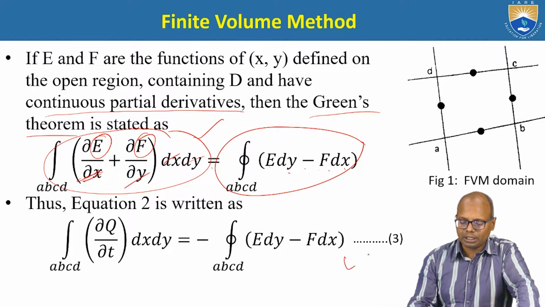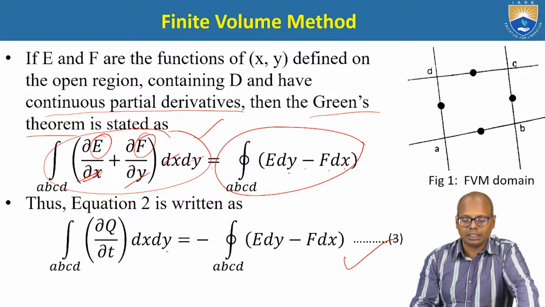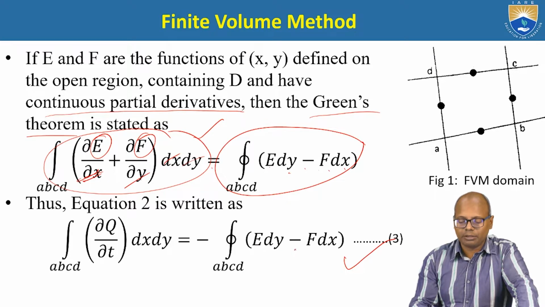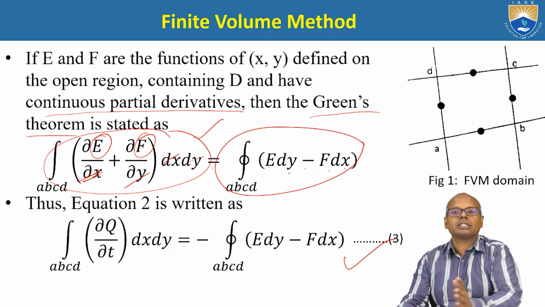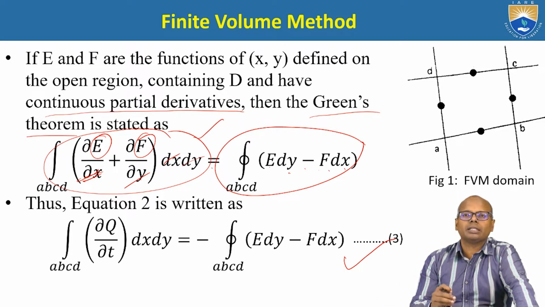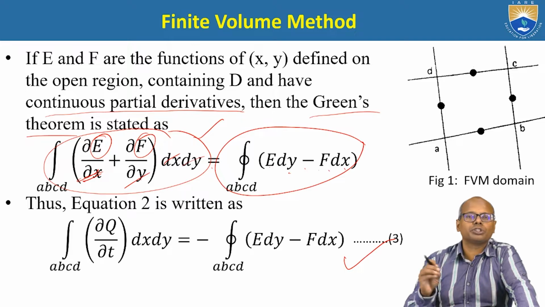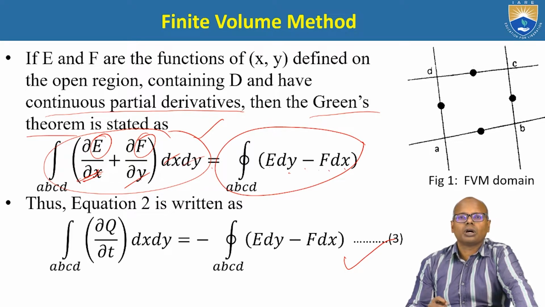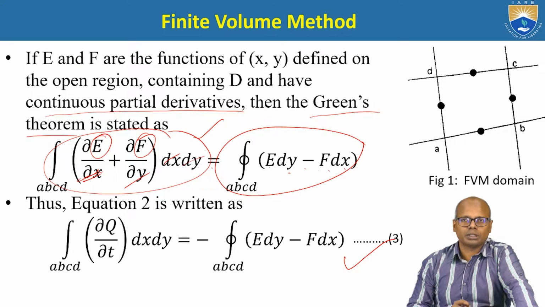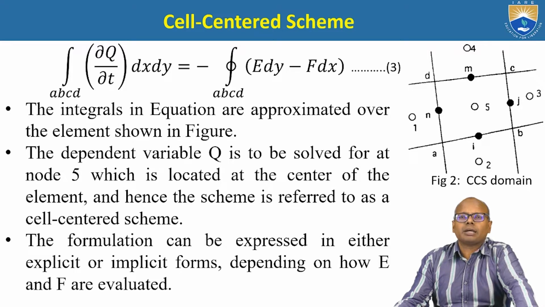Now if I substitute this value in our previous equation, the equation becomes: the integral over ABCD of dou q by dou t dx dy is equal to minus the cyclic integral over ABCD of E dy minus F dx. This is the equation that we have arrived at. Now we'll take this equation and apply the nodal point method and the cell center method, and see how to apply the finite volume method using these two approaches. The first one is the cell-centered approach or scheme.